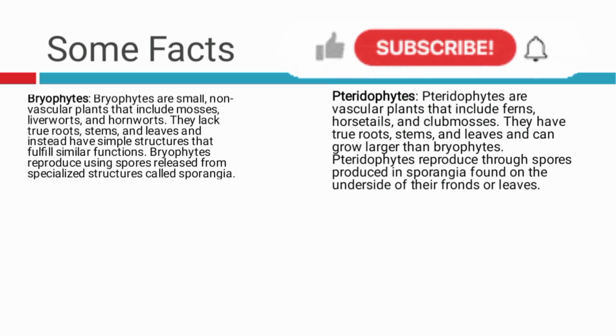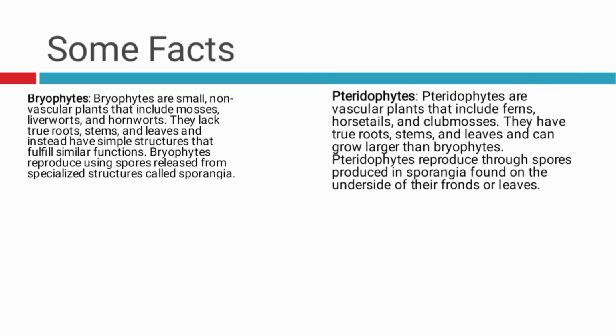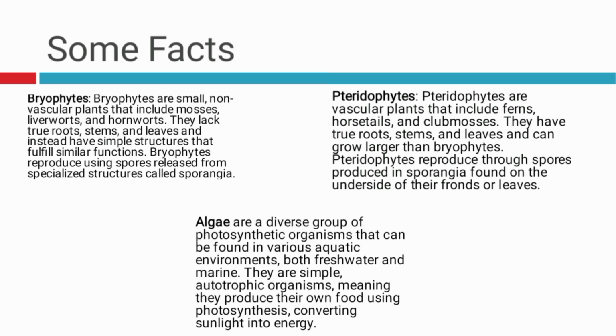Okay? They have true roots, stems, and leaves. I'm talking about the pteridophyte now. And they can grow larger than the bryophytes. Pteridophytes reproduce through spores produced in sporangia found on the underside of their fronds or leaves. When we get into pteridophyte proper, I'm going to bring out all of these key points. Now, the last but not the least. Oh, I think they're actually the least.